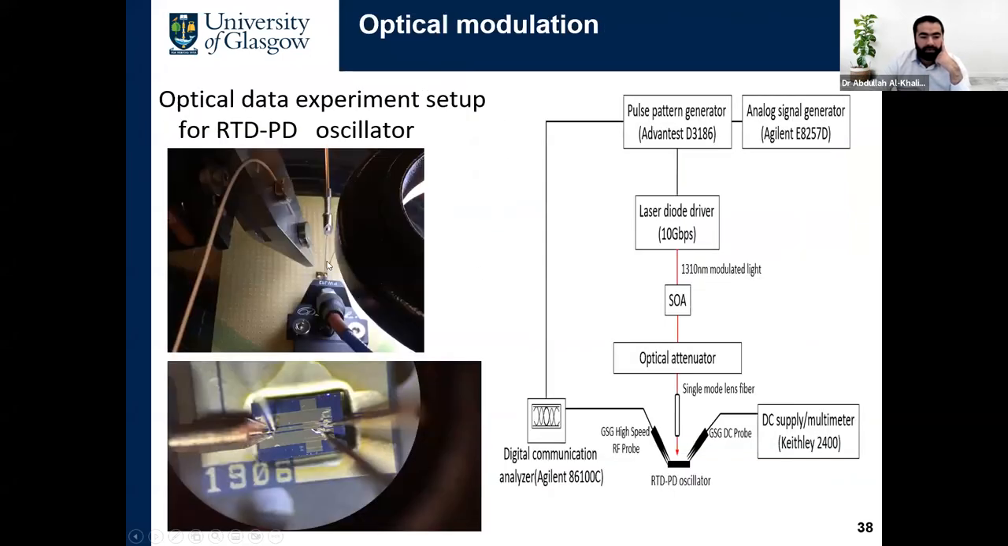Here is another example. So we have optical fiber coming from the top. We have the DC probe here. We can see a top view picture here. So actually this is the RF probe. We have the optical fiber coming on top of the device. This is the setup. So we have a data generator, pulse generator. We have a laser diode. So we try 1310 and also 1550 nanometers. Then we shine the light from the top. We have the DC probe. And on the other side, we have the RF probe to see the eye diagrams on the oscilloscope.